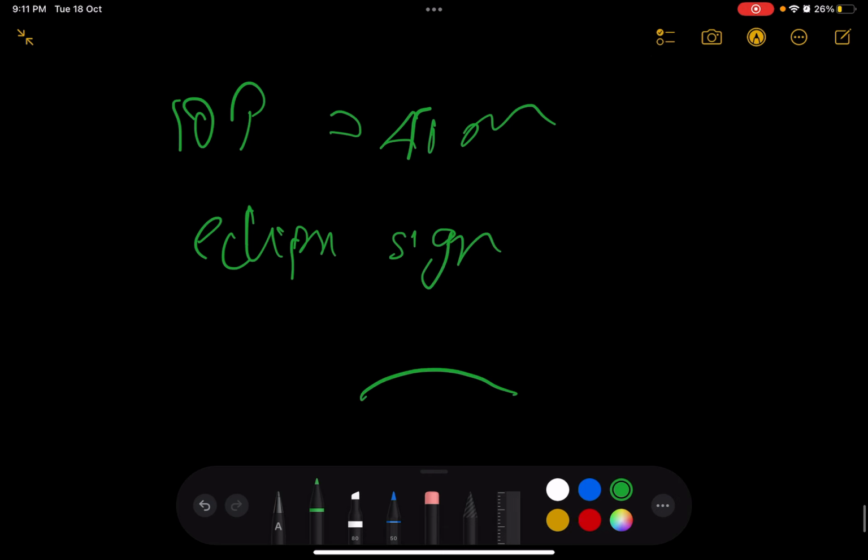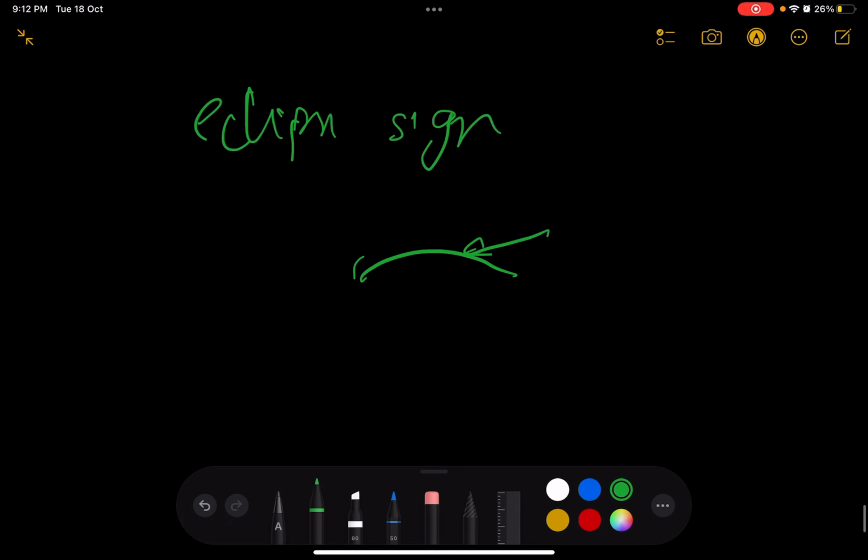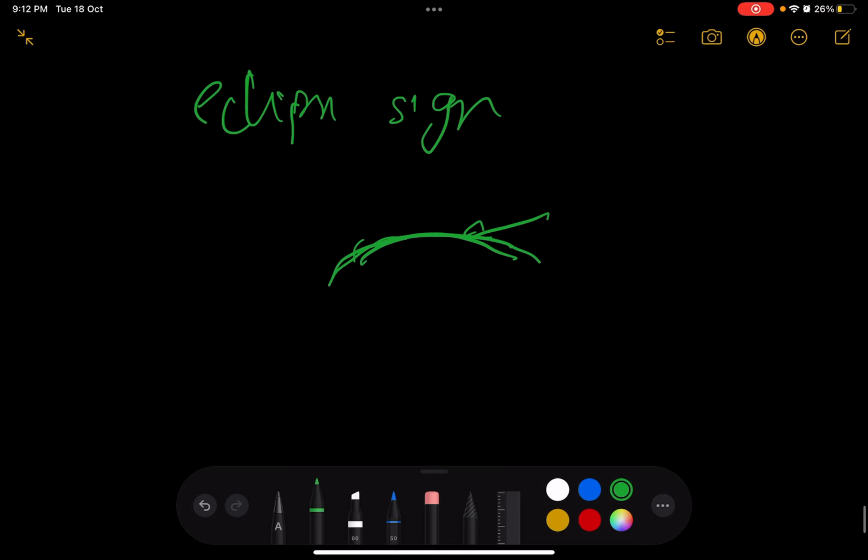What happens is that you shine light into the eye. If the shadow is not seen, it's called an eclipse sign. The shadow has to be seen. If the shadow is not seen, that means there is angle closure, because due to the shallow anterior chamber, the iris blocks the light. If this is the cornea and this is the iris, the shallow anterior chamber is going to block the light, and there's not going to be a lot of shadowing seen. So that's basically the eclipse sign.